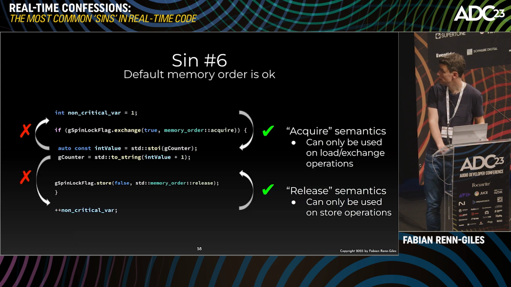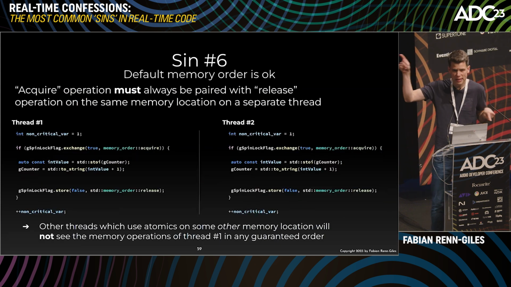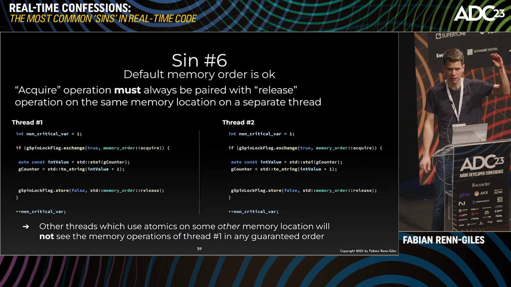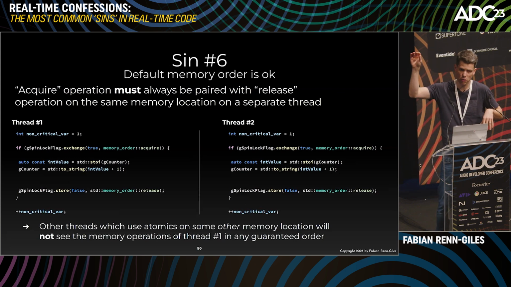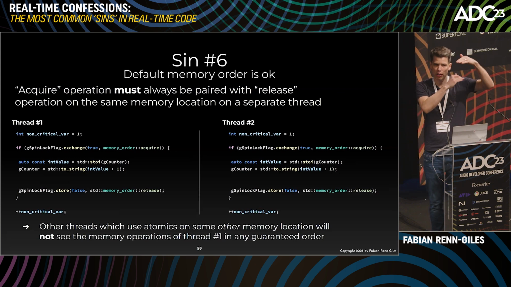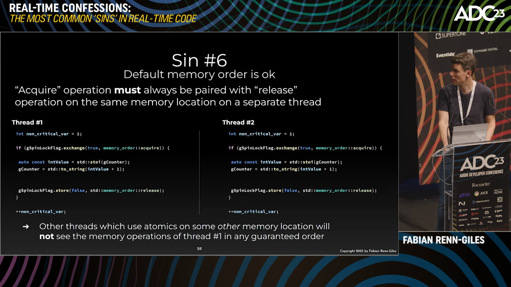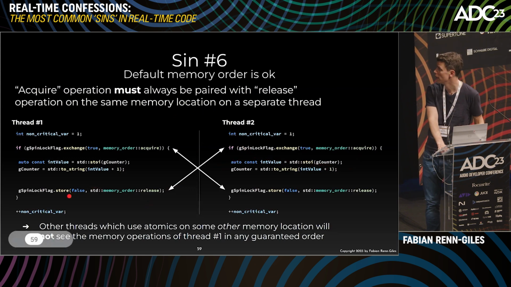And then there's another condition, which is that acquire and releases always need to be paired on separate threads and act on the same memory. If you just have an acquire operation alone, it does nothing. If you just have a release operation on its own, it does nothing. If you have an acquire and release operation only on the same thread, it does nothing. You need to have an acquire and a release operation on separate threads, and they need to be acting on the same piece of memory, which we have here, right? We have an acquire here, we have a release here, they're acting on the same piece of memory.